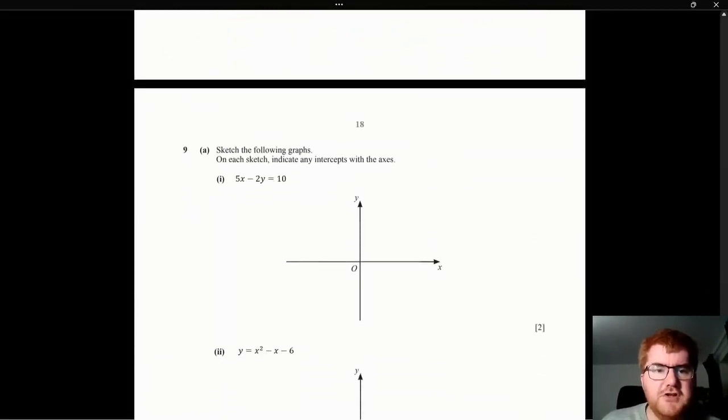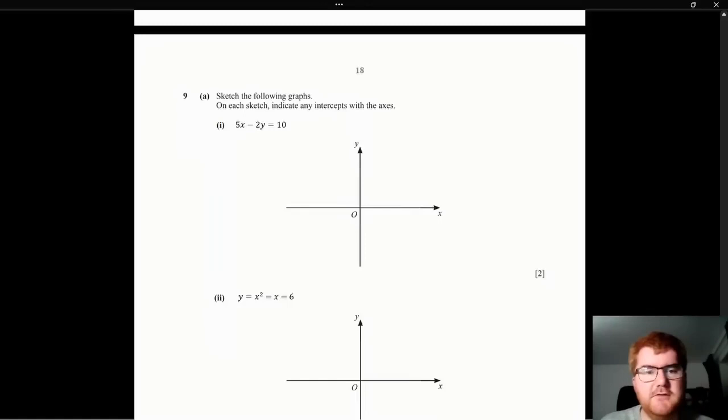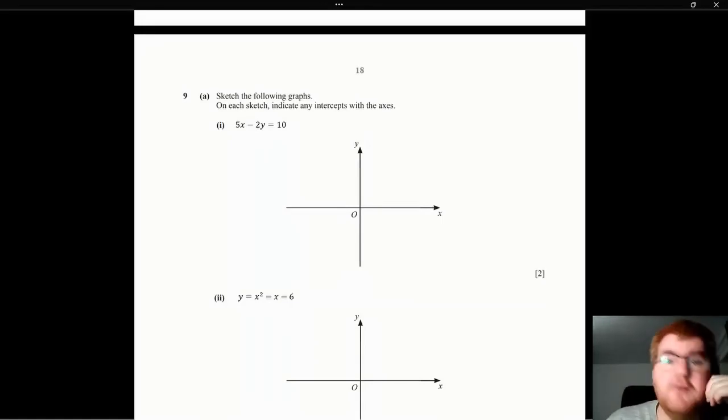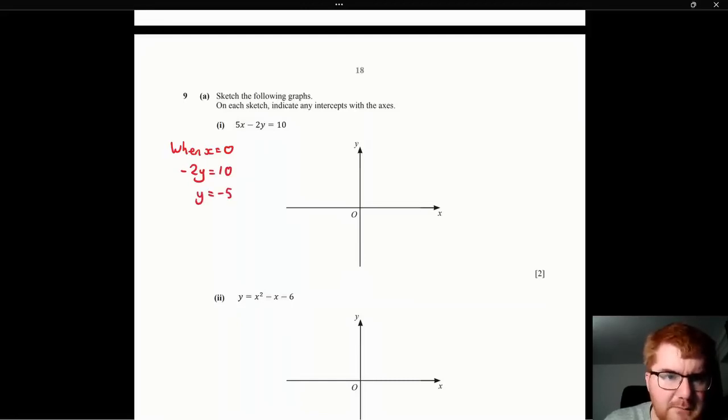Okay, on to question 9 here. So we can sketch the following graphs. Each sketch indicates any intercepts with the axes. Okay, so the kind of cheap way of doing it here, of course, we could put it into y equals mx plus c form, but we can also use this idea. So when x is 0, so when we put x is 0 in here, then we're left with minus 2y is equal to 10. Therefore, y is equal to minus 5.